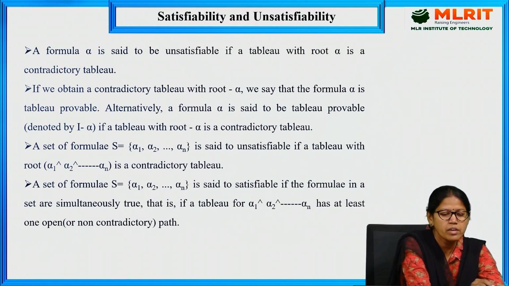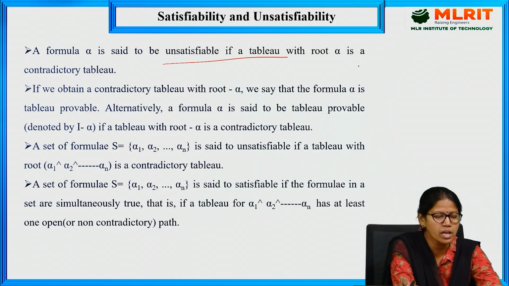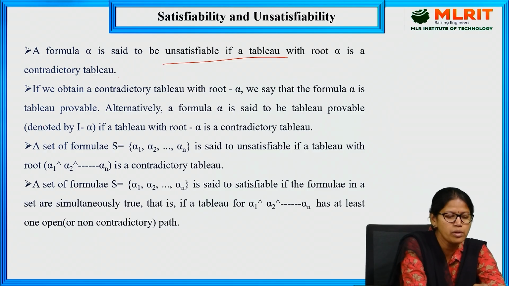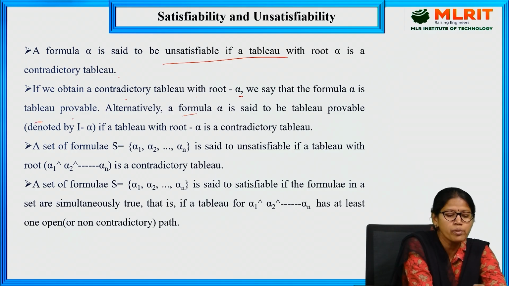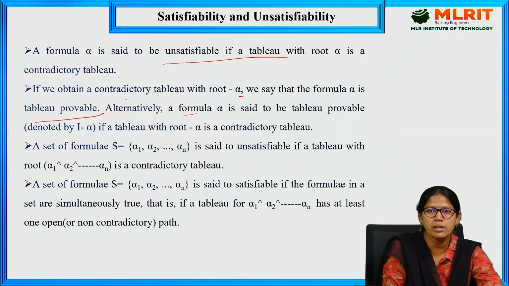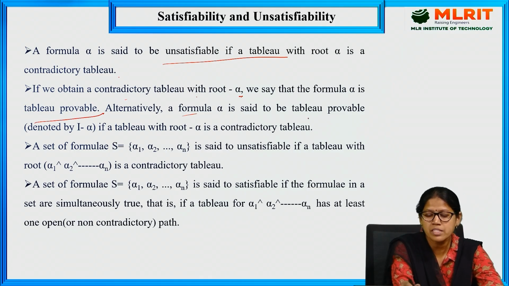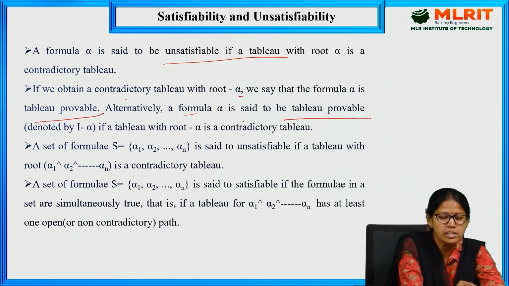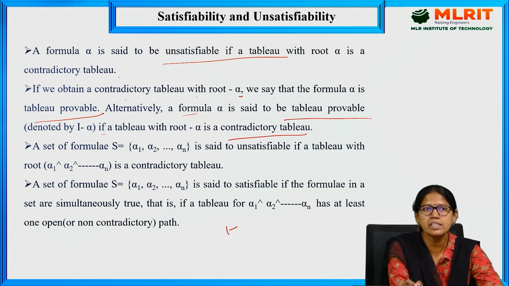Let's see. The formula alpha is said to be unsatisfiable if a tableau with root alpha is a contradictory tableau. If you obtain a contradictory tableau with root alpha, that is said to be provable. If it is contradictory in all branches, then it's said to be provable. A formula alpha is said to be tableau provable, denoted like this, if a tableau with root alpha is a contradictory tableau.